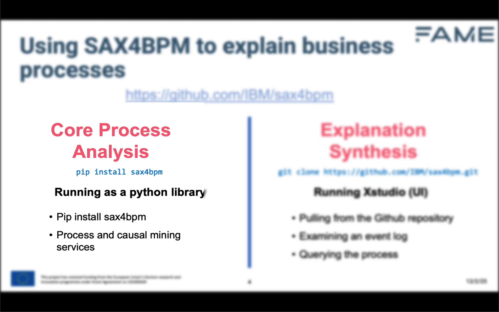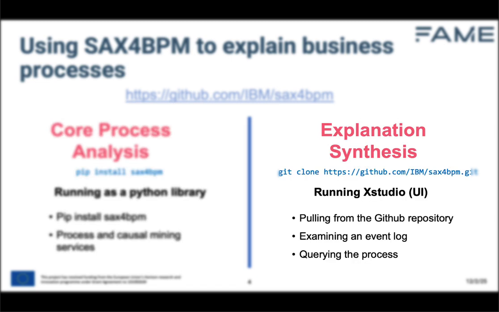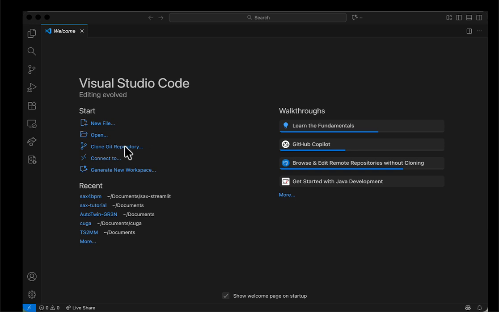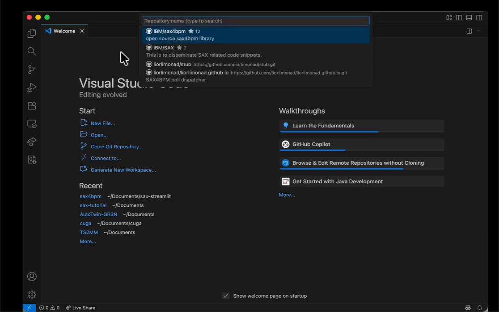So far, we have demonstrated how the core library services can be used to run discovery functionalities in Python. Next, let's see how we may switch to the interactive mode. A second way to use the SAX4BPM library is to interact with it through its built-in Streamlit user interface, which we also refer to as the eXplainability Studio, or XStudio for short.